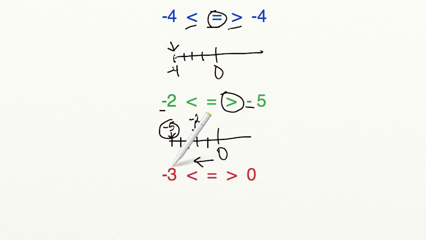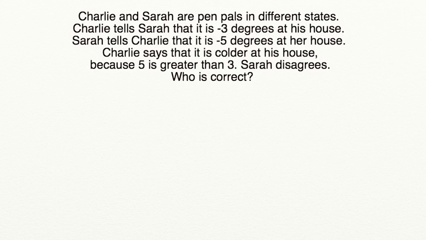So that means that -3 is less than 0. Let's walk through a word problem together. Charlie and Sarah are pen pals in different states. Charlie tells Sarah that it is -3 degrees at his house. Sarah tells Charlie that it is -5 degrees at her house.